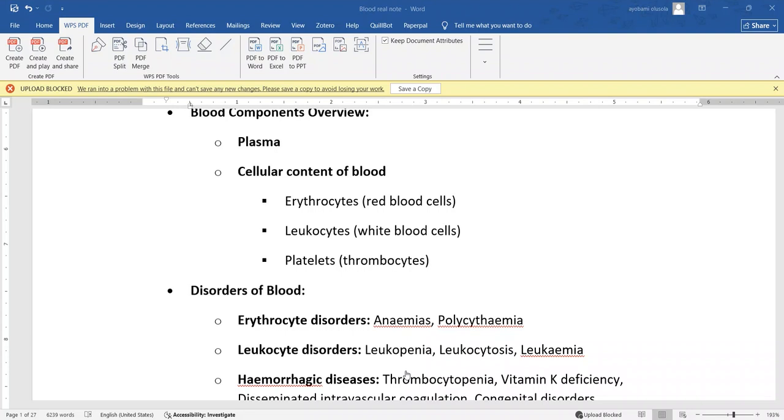So we have the disorders that can also affect the leukocytes. The leukocytes, which are white blood cells, we have leukopenia, we have leukocytosis, and we have leukemia. Okay, leukemia more or less is a form of cancer. Leukopenia too will lead to the white blood cells being low. Then we also have hemorrhagic disease. Now, anytime you hear hemorrhage, it means bleeding. Okay, bleeding means hemorrhage. Now, the platelets, the thrombocytes, they actually help us with blood clotting.